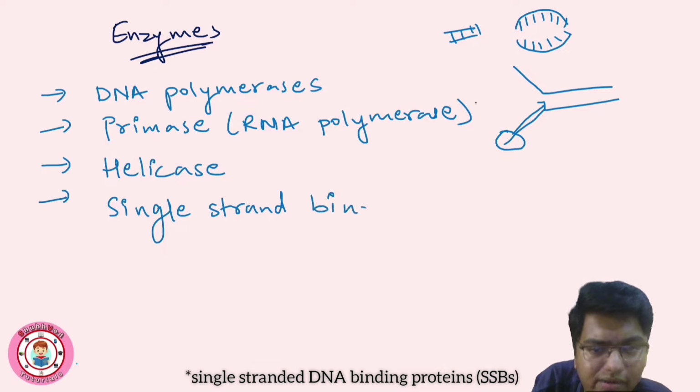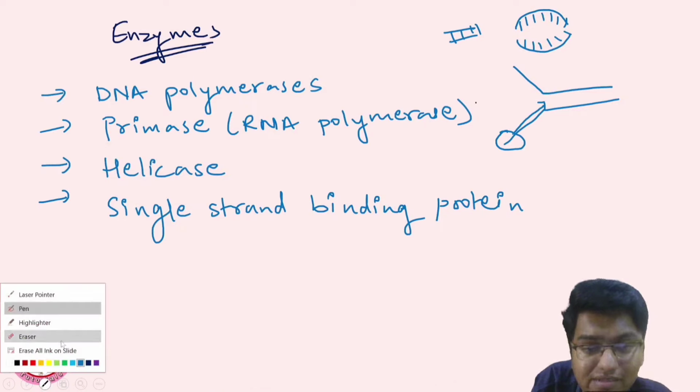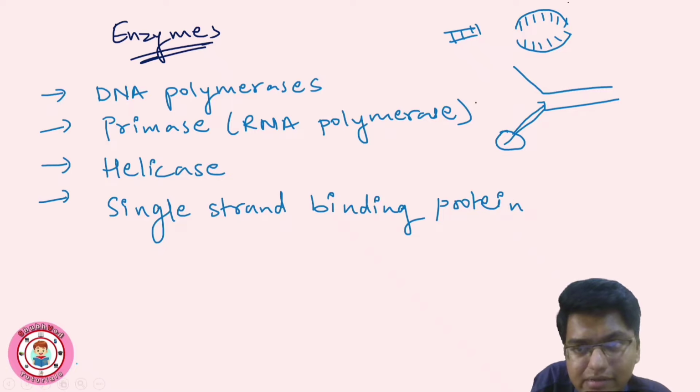Single strand binding protein. This protein is a stabilizing protein. It has a stabilizing function. It stabilizes the strands which are broken by helicase. Suppose this is a protein, it will get attached to all the strands here.